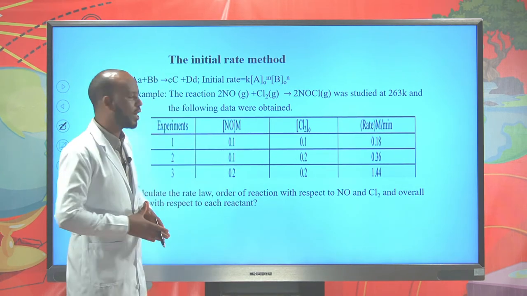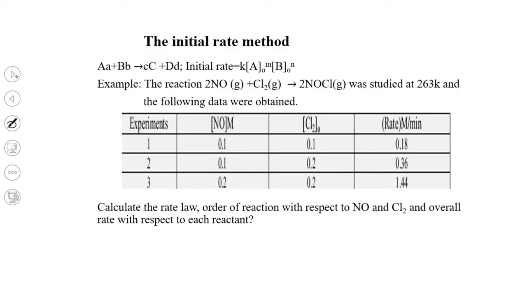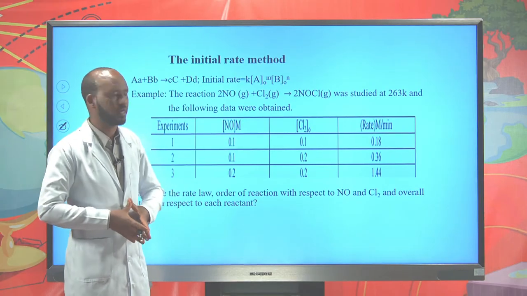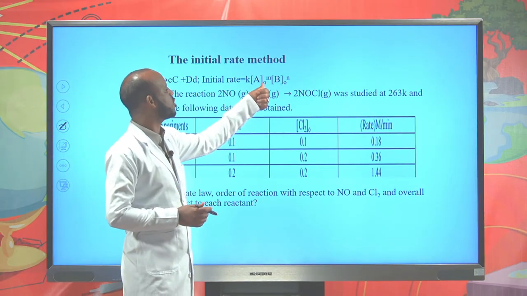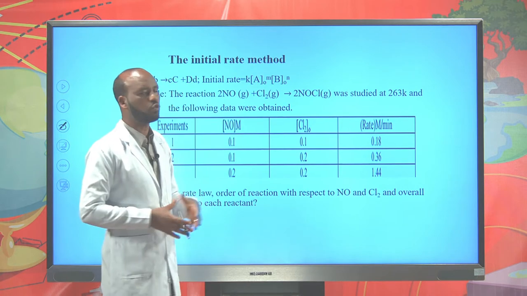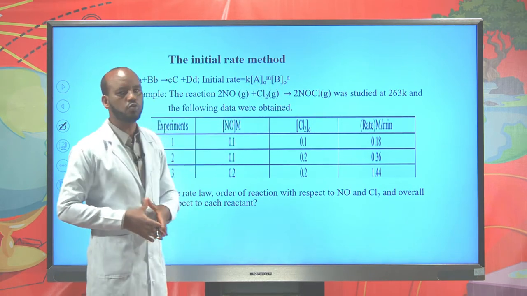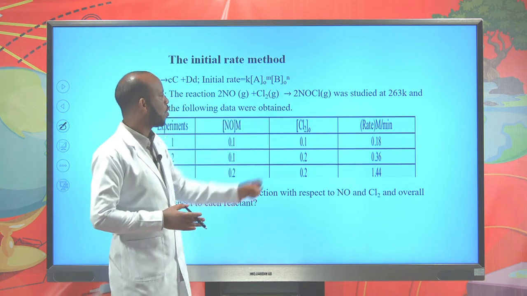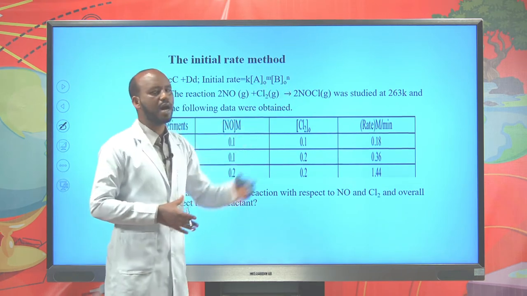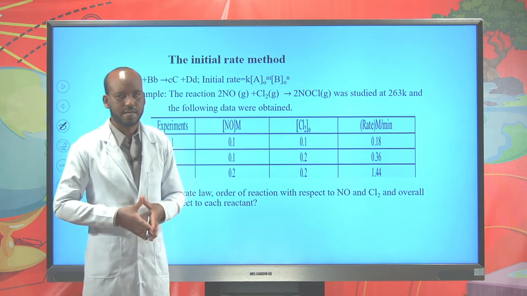The initial rate method. For the reaction A plus B to form C plus D, initial rate equals k, where k is the rate constant, times initial concentration of A to the power of m times initial concentration of B to the power of n, where m and n are obtained experimentally.